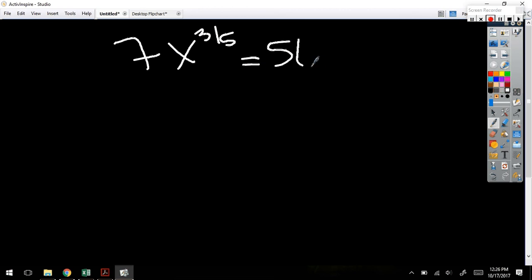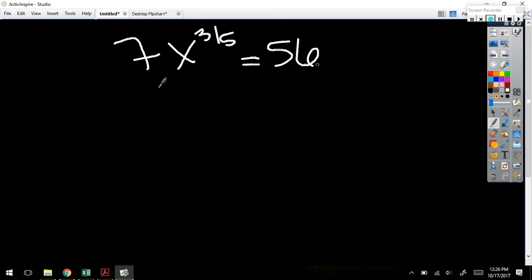Let's do another example where I don't confuse you quite as bad. Solve it for x. We'll do this one together, then I'll give you one to do by yourself.